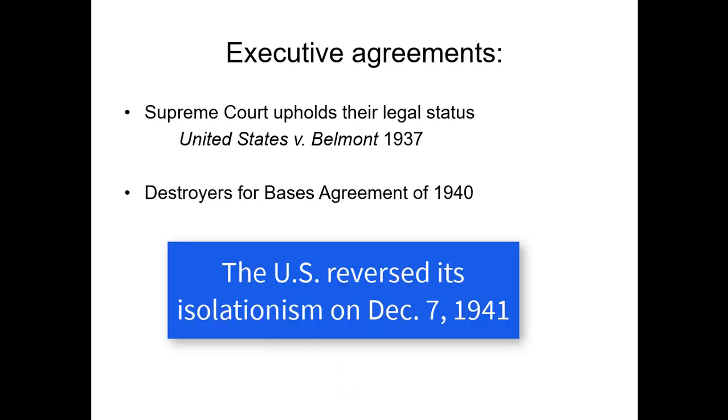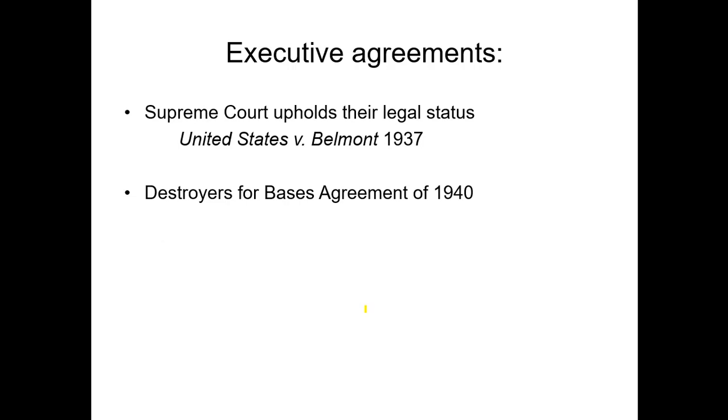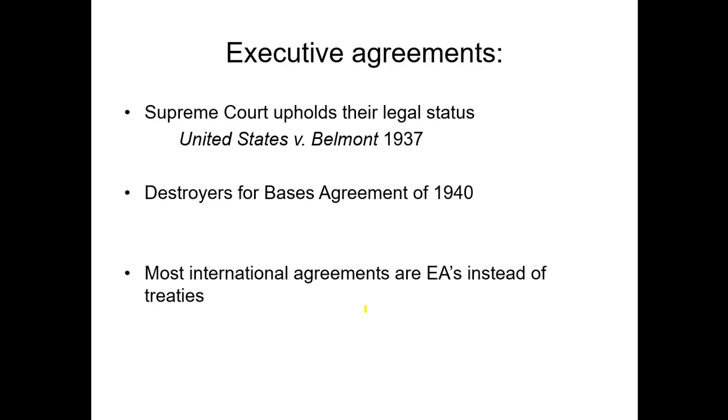And a couple of them did get disputed, taken all the way to the Supreme Court. But the Supreme Court ruled in favor of the president, saying the president has to be able to have the credibility and the flexibility to make these agreements to do his job as, whether it's commander-in-chief or as the face of foreign policy. The Destroyers for Bases Agreement was a big one in 1940. This has really become the norm over the past several decades.